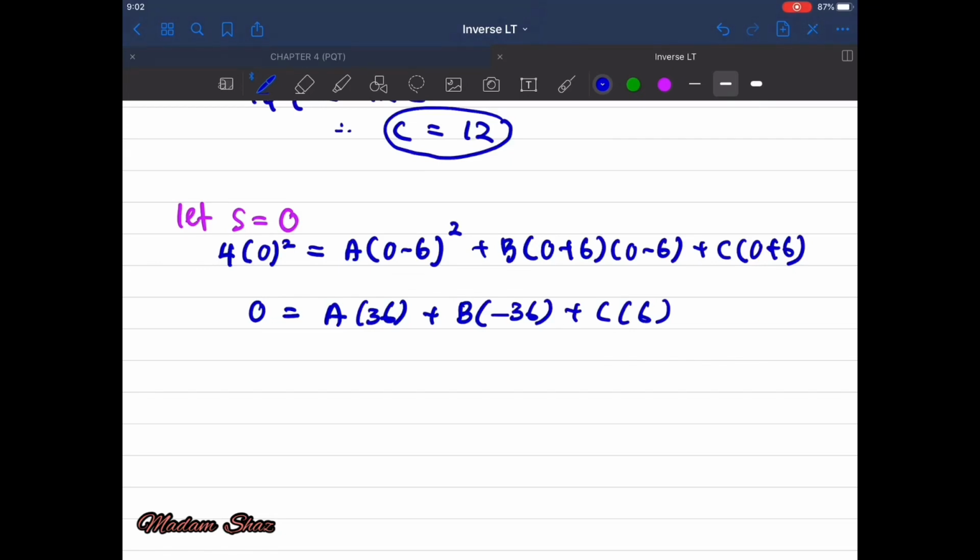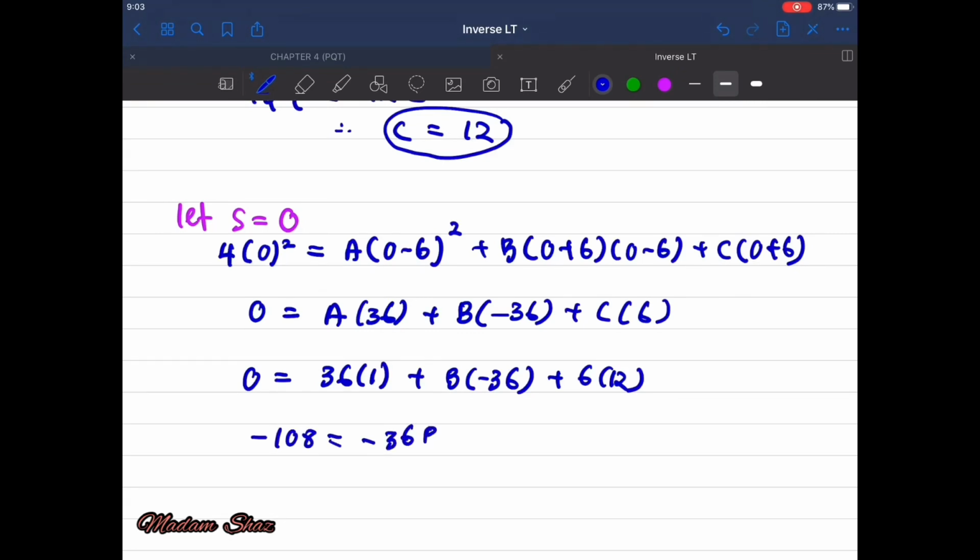So we already obtained the values of a and c. Now you can substitute a is equal to 1 and c is equal to 12. 0 is equal to 36 multiplied by 1 plus b multiplied by negative 36 plus 6 multiplied by 12. Simplify the whole thing: negative 108 is equal to negative 36b. So therefore b is equal to 3.